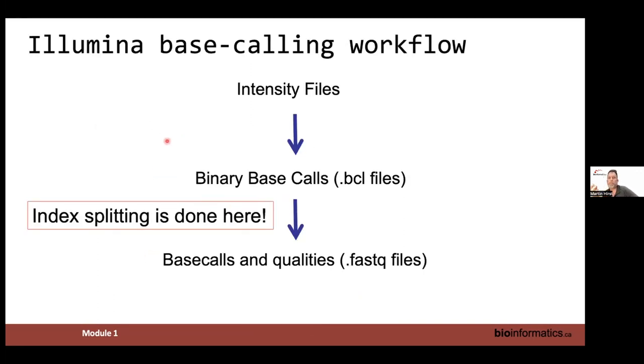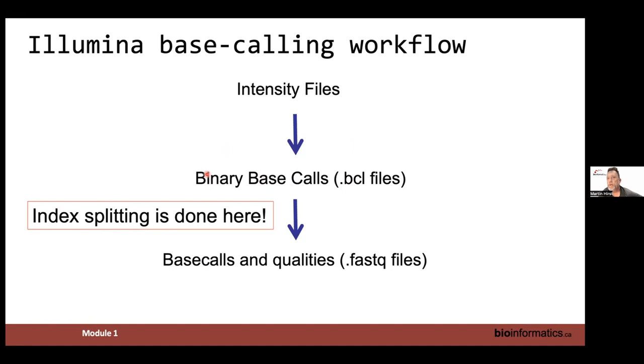So how does the base calling itself work? We start with these intensity files that are the images that we're generating from the sequencing as we go through the sequence by synthesis process. This generates what's called a BCL file. This is a binary base call file. So this will be the file that is used to then convert into the file type that we'll be working with today, called the FASTQ file.